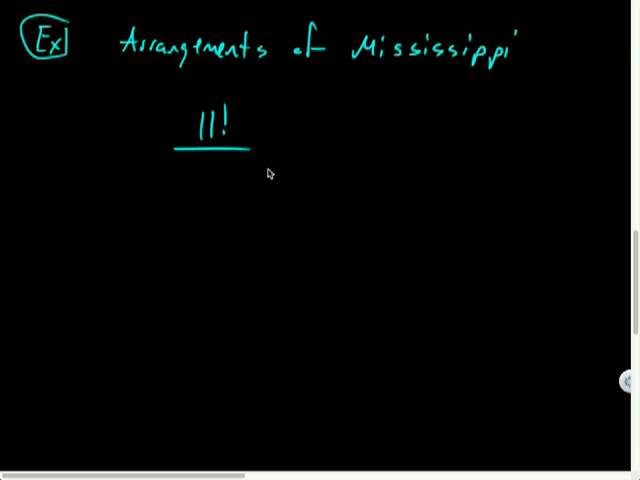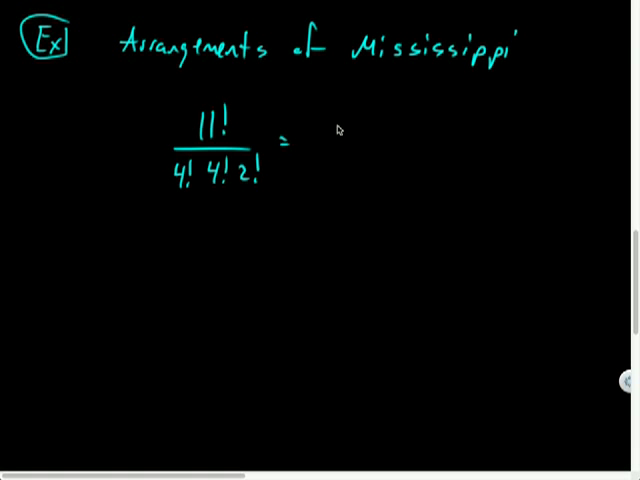So arrangements of Mississippi: M-I-S-S-I-S-S-I-P-P-I. How many letters are there? 1, 2, 3, 4, 5, 6, 7, 8, 9, 10, 11. So 11 factorial over, let's see, how many M's are there? There's just 1. How many I's are there? There's 4, so 4 factorial. How many S's? There's 4. And then 2 of the P's.